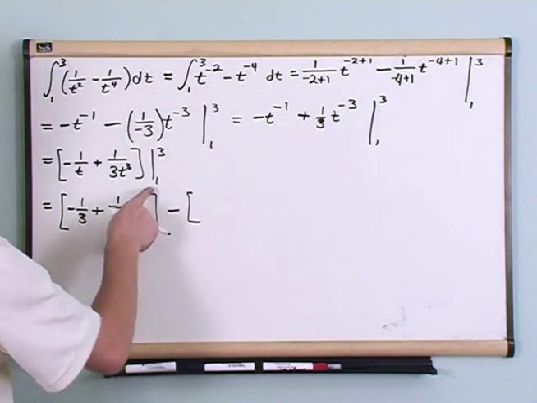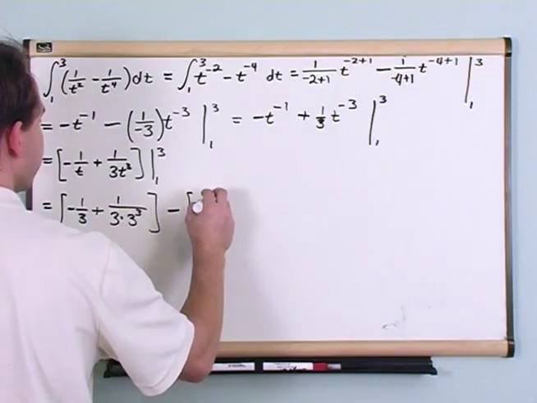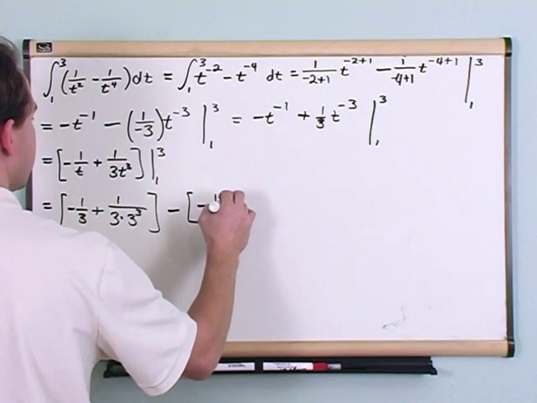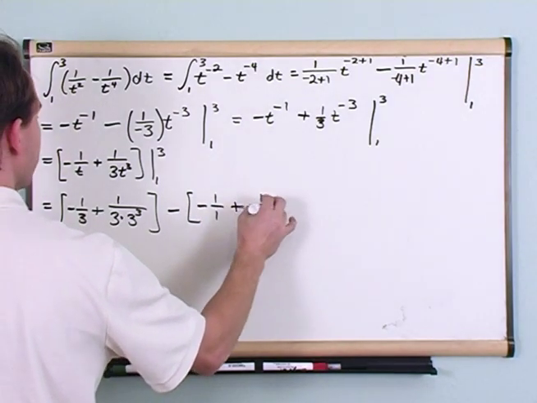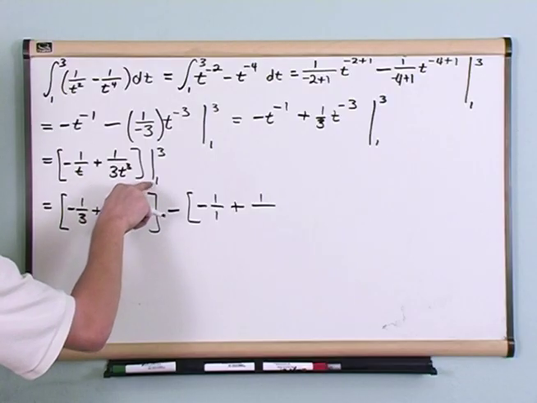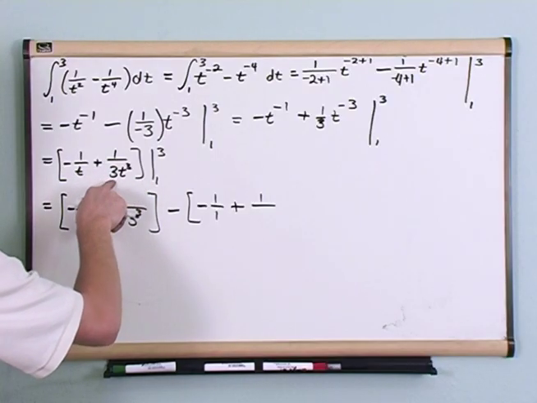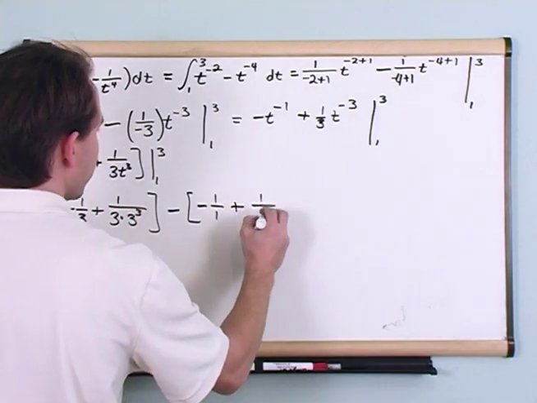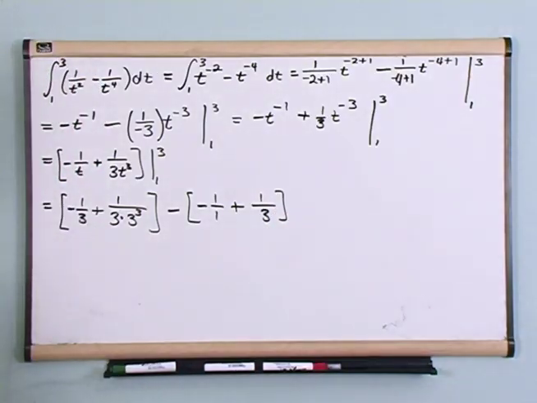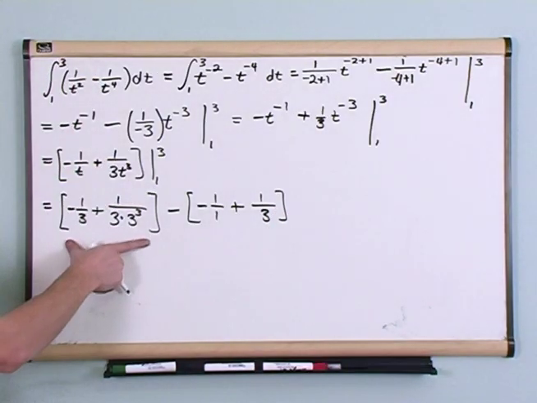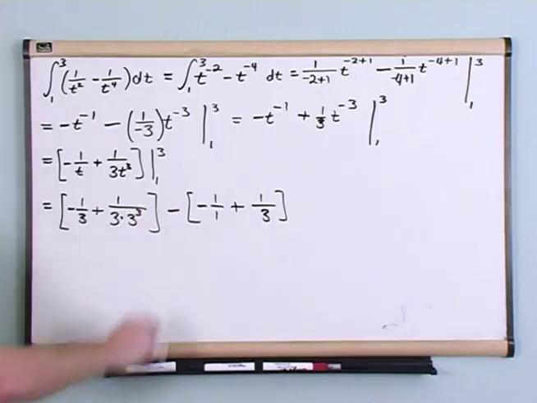Minus, and now I'm going to plug a 1 in, which is going to be negative 1 over 1 plus 1 over, and I'm just going to put a 3 in because 1 raised to any power is 1, so this is just going to be a 1/3 here, like this. All I did was plug a 3 in and get this, and then plug a 1 in and get this, and you have your minus sign like we always do.